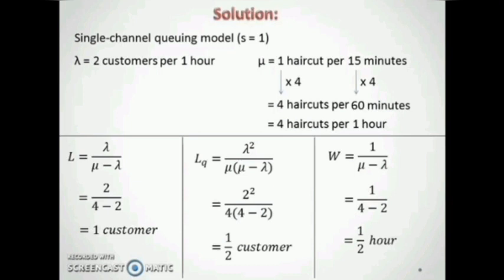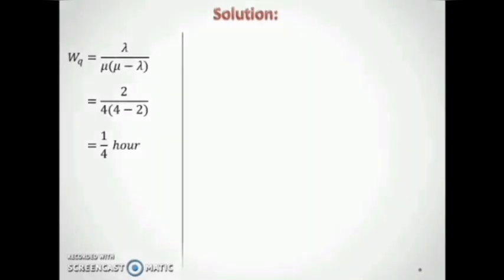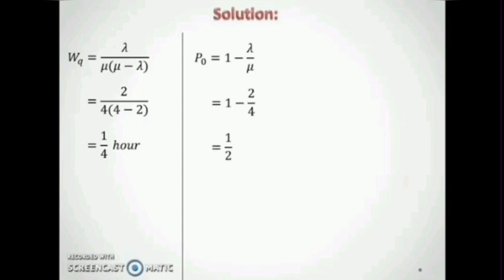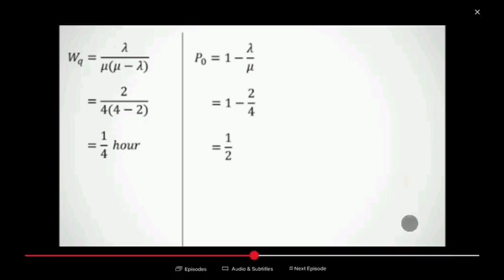Fourth, the average time a customer spends waiting before getting a haircut. Our equation is W sub Q equals lambda over mu times mu minus lambda. So it is 2 divided by 4 times 4 minus 2 equals 1/4 hour, or 15 minutes a customer spends before getting a haircut. And fifth, the probability that Raju is free. Our equation is P sub 0 equals 1 minus lambda over mu. So it is 1 minus 2 over 4 equals 1/2, or 0.5 probability that Raju is free. Therefore, it is possible that there is no customer in the system.